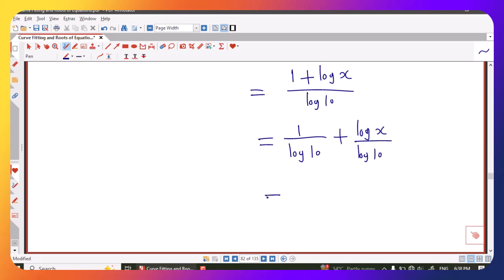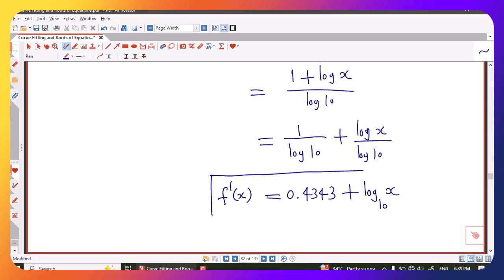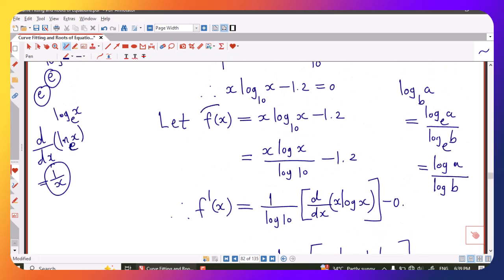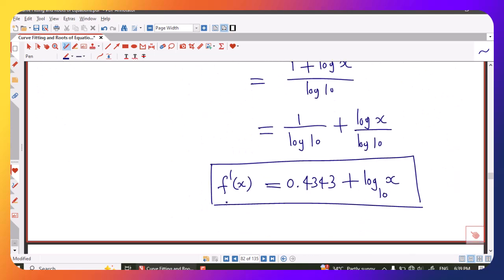And using scientific calculator I can find out value of log 10, and if I divide 1 by log 10 I get 0.4343 up to 4 decimal places, and this we can rewrite again as log x base 10. So this is our first derivative to use in Newton's formula. And our function f(x) is x log x base 10 minus 1.2, and we have obtained first derivative, that is 0.4343 plus log x base 10.